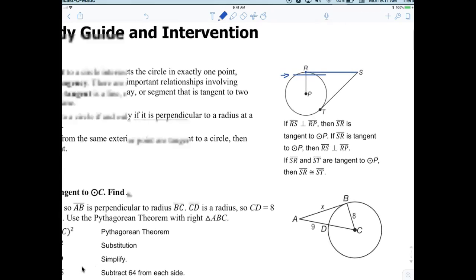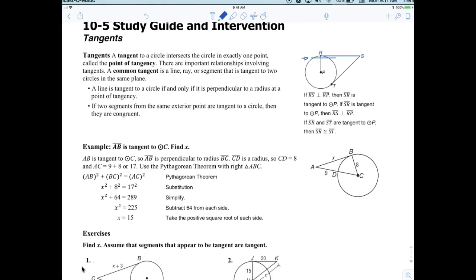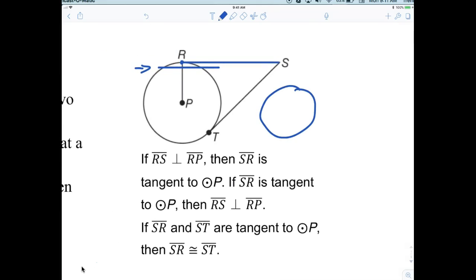Now, here we go. A common tangent is a line, ray, or segment that is tangent to circles in the same plane. Now what in the world does that mean? And I don't think we're really ever going to need that. But what they'll mean is something like this. Well, that's not very good, but we'll do this. So that's a common tangent. Now, I believe they also say that is considered externally tangent.